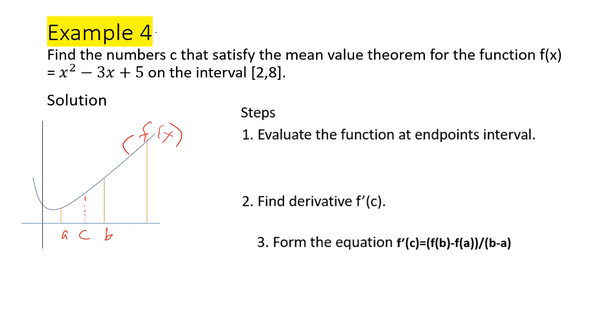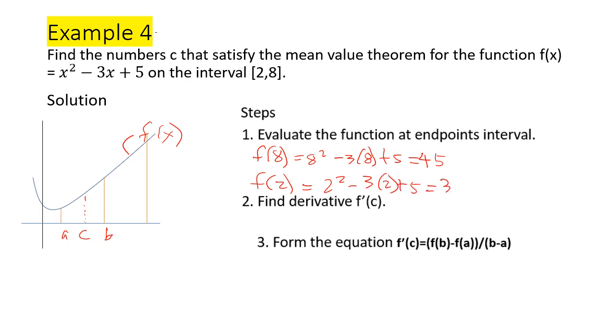So evaluate the function. f of 8 equals x squared minus 3 times 8 plus 5, which equals 45. f of 2 equals 2 squared minus 3 times 2 plus 5, which equals 3. So find the derivative: f prime of c equals 2c minus 3.